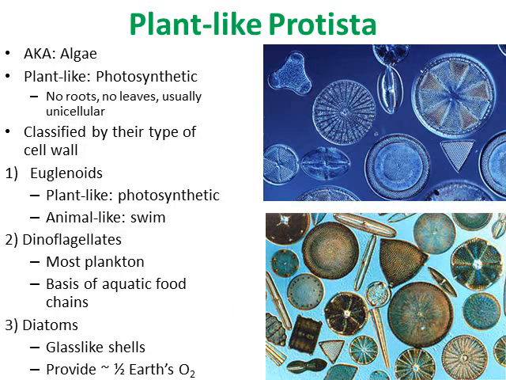And the third group of plant-like Protista I want to mention are my favorite, the diatoms. They're my favorite because of just how geometrically pretty they are. These pictures show some diatoms, and what's unique about them is that they have a glass-like shell that surrounds them. Because of that shell, you can see that they have these really incredible, complex geometric patterns, and they're just really neat to look at.